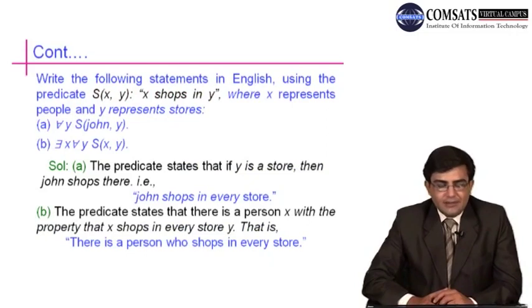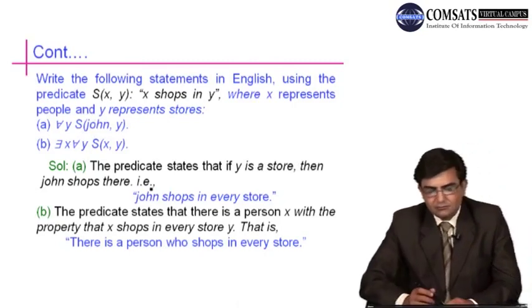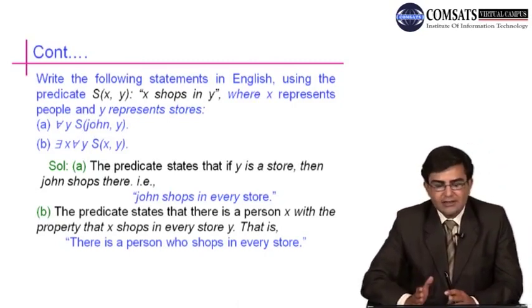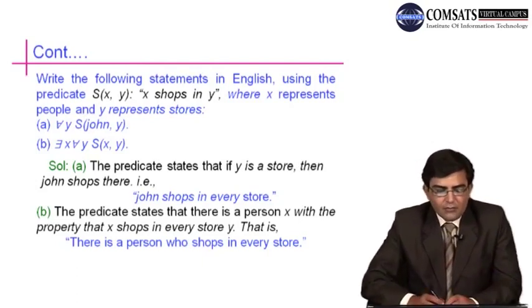Another example to this is: write the following statements in English using the predicate S(x, y), say that S(x, y) is x shops in y, where x represents people and y represents stores. For all y, S(John, y). Now John is within the scope of y, where the domain for John is.